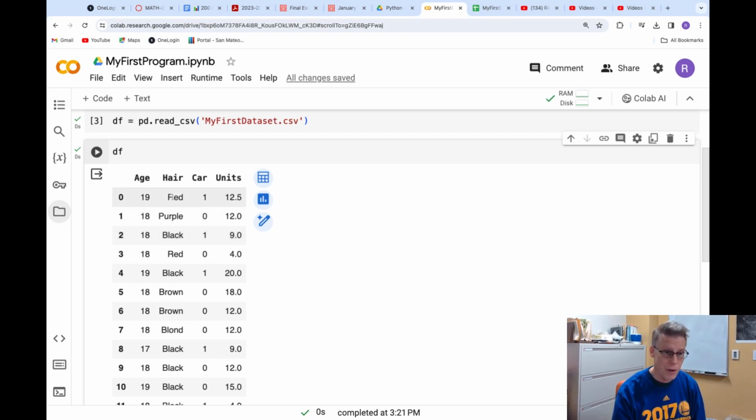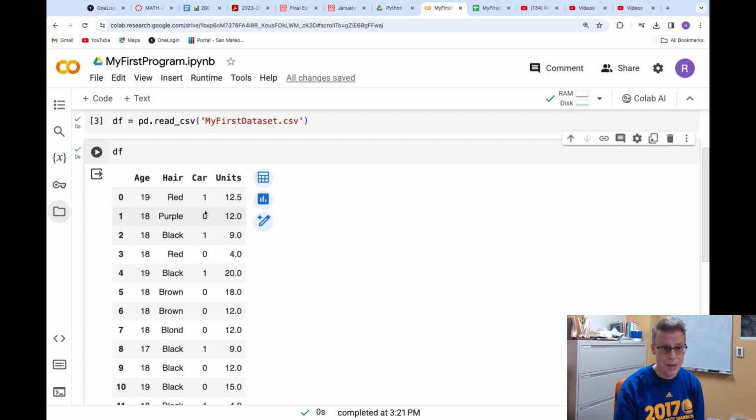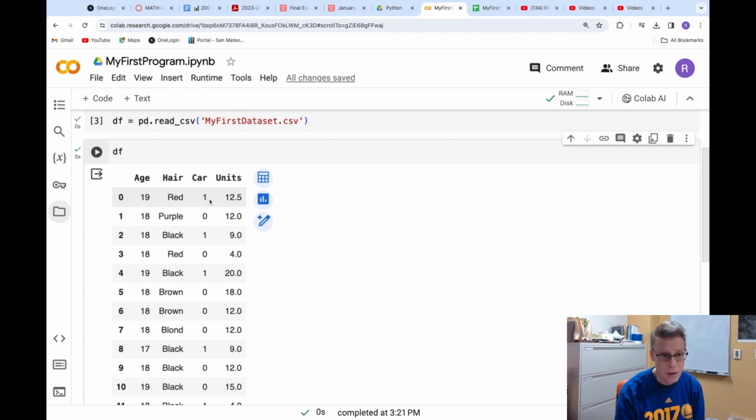These other 2 variables are not quantitative. Even though car has numbers in there, those numbers don't mean numbers. It's not that this person has 1 car and this person has 0 cars. It's that 1 means this person drives a car. 0 means this person doesn't drive a car. So in a sense, 1 means yes and 0 means no. And then hair has nothing to do with the number at all.